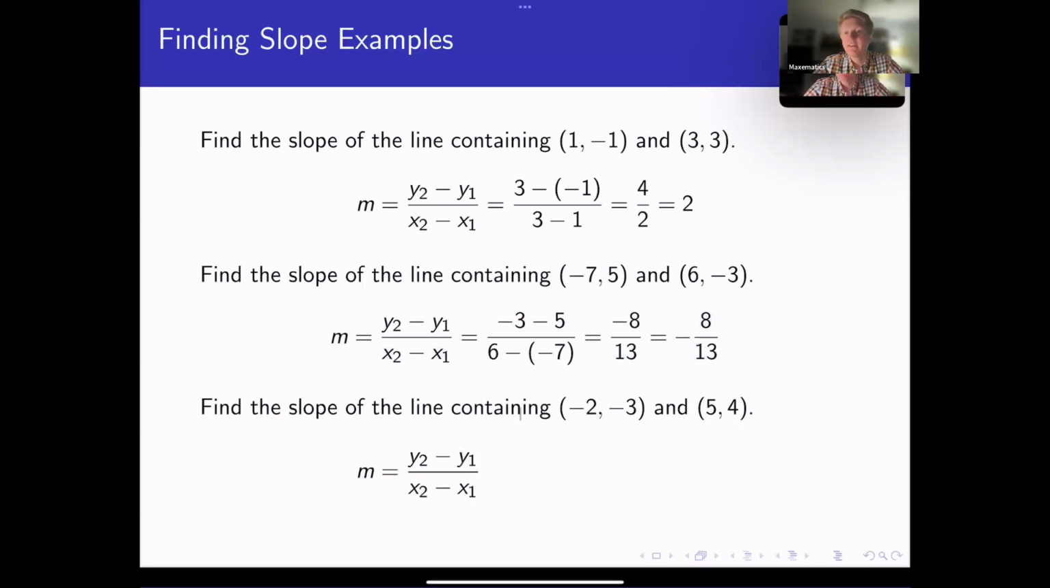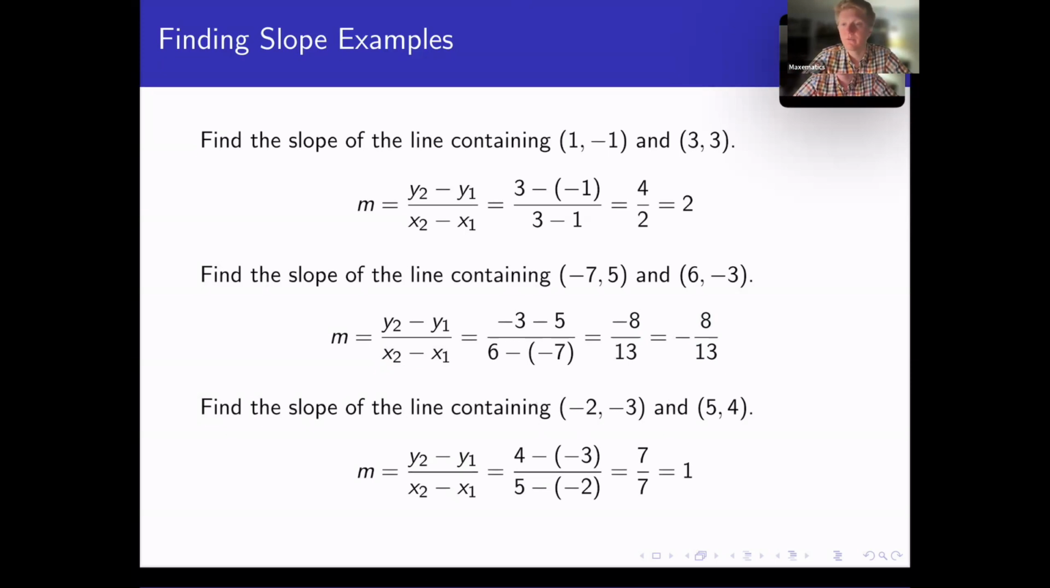Okay. -2, -3, and 5, 4, same thing. y2 minus y1 over x2 minus x1. Both cases, minus is plus. Well, 1. That means for every unit that we rise, we also run 1 unit. It goes up 1, right 1, up 1, right 1, up 1, right 1, and so on.